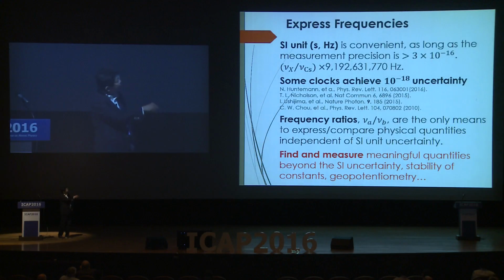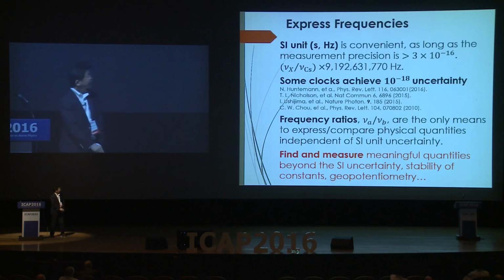So, how to express frequencies? If the measurement precision is not so good, or down to 3 times 10 to the minus 16, the SI unit is very convenient. What we measure as frequency is the ratio, something divided by the cesium transition frequency, and times this number. This is the definition of the SI second.